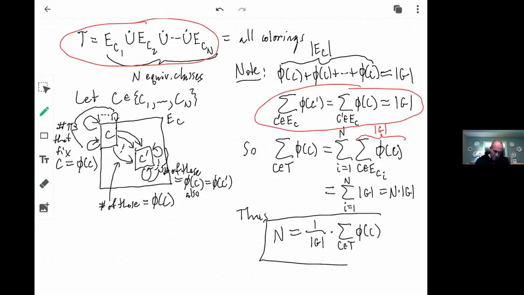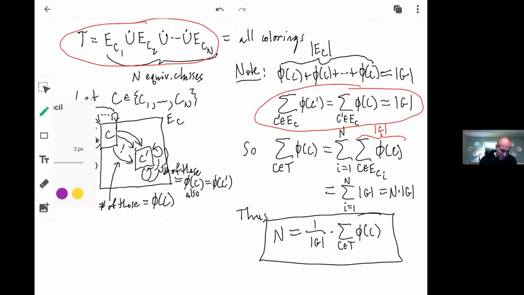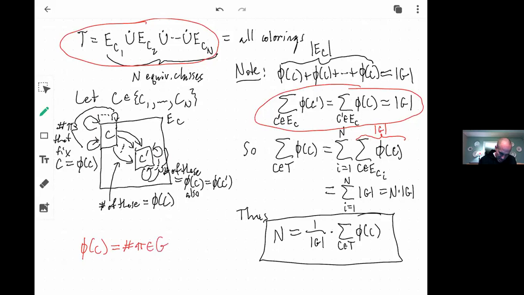Look at that amazing formula right there. That's actually what Burnside's theorem says. It says that N is equal to 1 over the size of the group times the sum over all possible colorings of phi of C. Remember what phi of C equals. Let me write it down over here so that it's on the board. Phi of C is equal to the number of pi belonging to G that fix C. So it's the number of permutations that fix the coloring C.